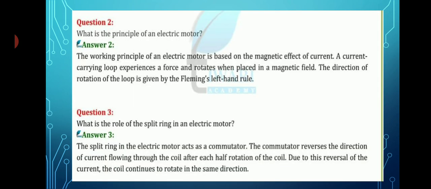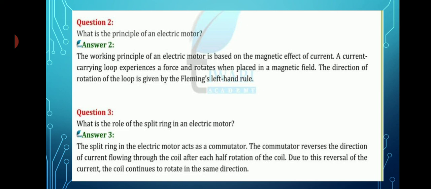Second question, what is the principle of an electric motor? It works based on the magnetic effect of current. A current carrying loop experiences a force and rotates when placed in a magnetic field. The direction of the rotation of the loop is given by Fleming's left hand rule.